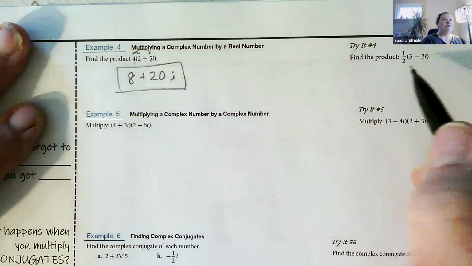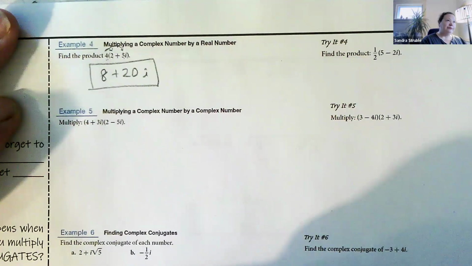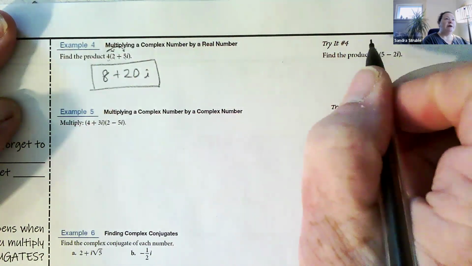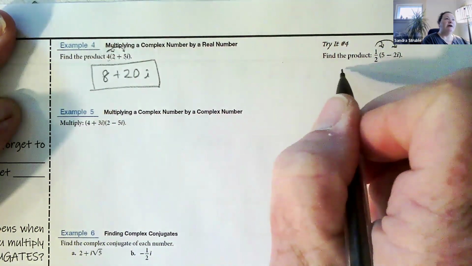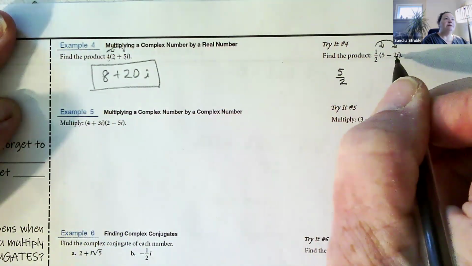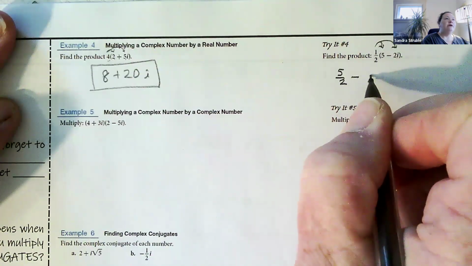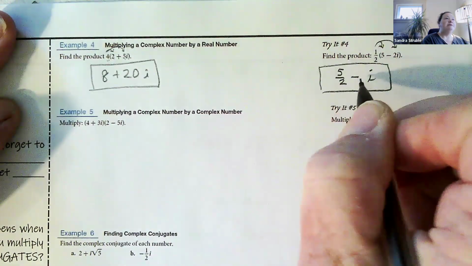Please feel free to go ahead and do this one over here. Pause the video. I'll go ahead and do this one for you. All right, when you come back, 1/2 times 5, because we have to distribute to, again, everybody that's in here. 1/2 times 5 is 5/2. And then 1/2 times negative 2i, well, half of 2 is 1, so negative i. Again, a plus bi format.